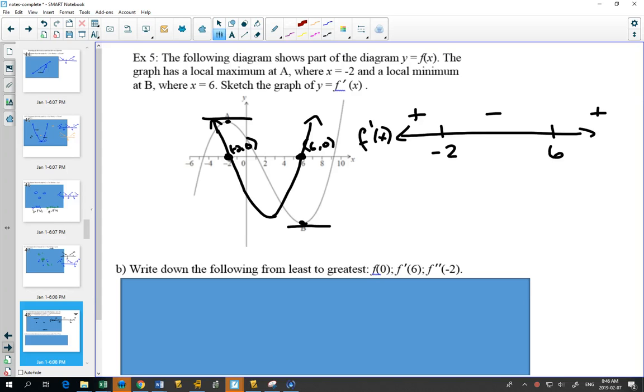And your sign diagram for f prime of x tells you information about increasing and decreasing. So we know that our original function, which we can see, is increasing, then decreasing, then increasing. Sometimes you're given f prime of x, then you could figure out the plus, minus, plus first and draw the arrows afterwards.